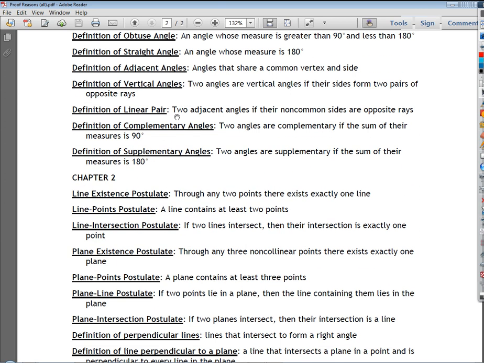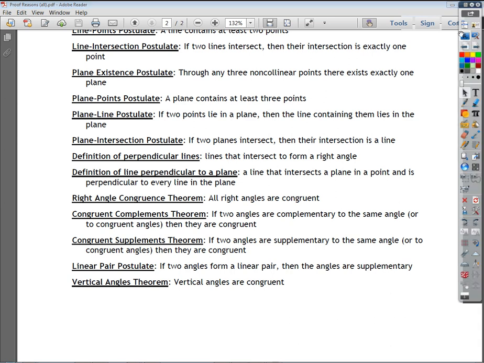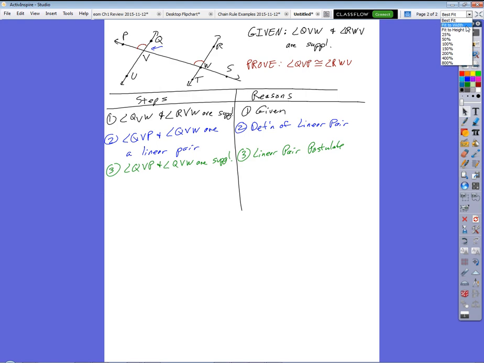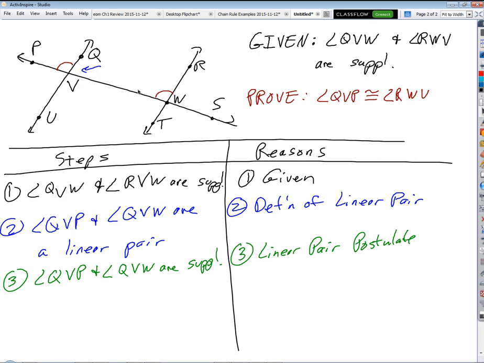See, here's the definition of a linear pair. Two adjacent angles are a linear pair if their non-common sides are opposite rays. But the linear pair postulate, which I think is way down here, says if two angles form a linear pair, then the angles are supplementary. Why doesn't the definition of linear pair say that? It just doesn't. The definition of linear pair means that if I have angles that look like this, then those are a linear pair because their unshared sides make a line, essentially opposite rays, right?